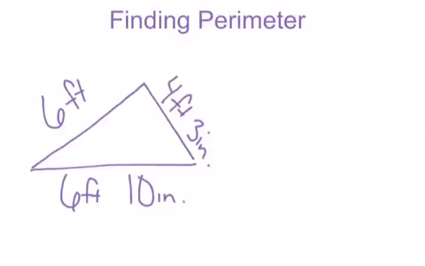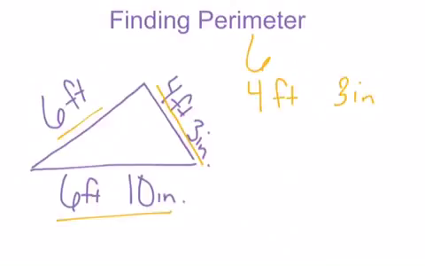Alright, so when you're going to do the Google form, you're going to be working with feet and inches for one of the problems, so I want to make sure we have a good understanding of that. For the perimeter of this triangle, you can see we have one side that is 6 feet, one side that is 4 feet 3 inches, and one side that is 6 feet 10 inches. What I would do is line them up and group them.